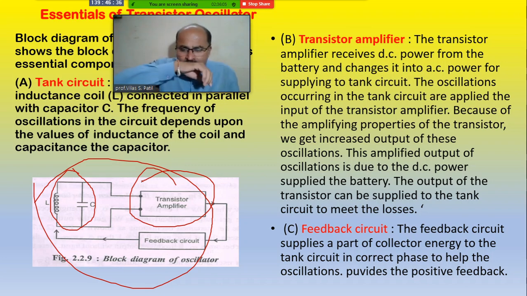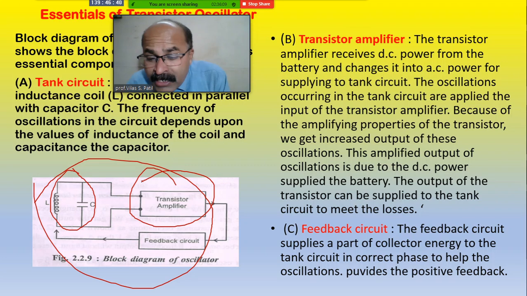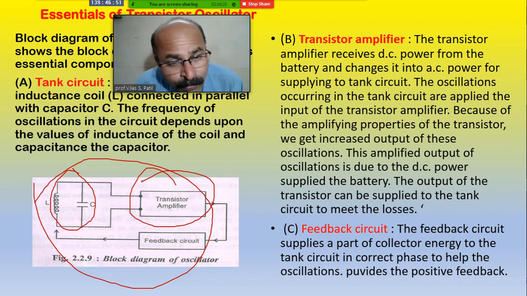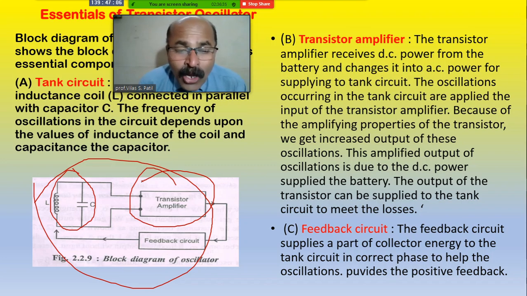and this amplified output of the oscillation is due to the DC power supplied by the battery. The output of the transistor can be supplied to the tank circuit to meet the losses. Friends, very important: the transistor amplifier is able to overcome the losses of the inductance and the capacitor.